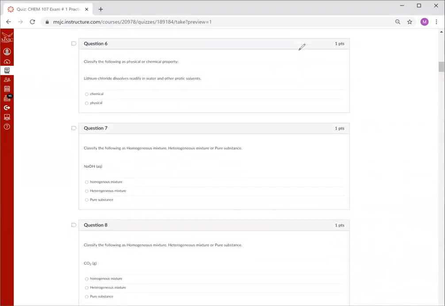When we have to do a calculation heavy problem, I will switch over to the whiteboard. But for some of these problems, I find it's easier rather than copying and pasting them individually to discuss them in the module itself. So question 6: lithium chloride dissolves readily in water. Dissolves, what does that tell us? What is that keyword? Physical. Yep, exactly right. Solubility is a physical property because all we're doing is going from the solid state to the aqueous state.